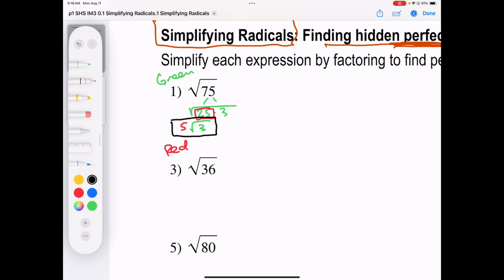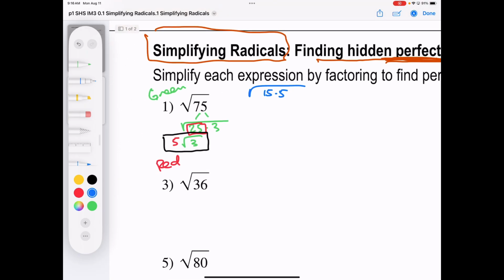Okay, now sometimes you're going to have some answers in the future where you might need to keep simplifying. Now I'm going to guess some of you chose 15 times 5. That's not wrong. I just want to show you this. You can break up the 15 again. 5 times 3 times 5, and then you have the 5 that comes out. Okay?